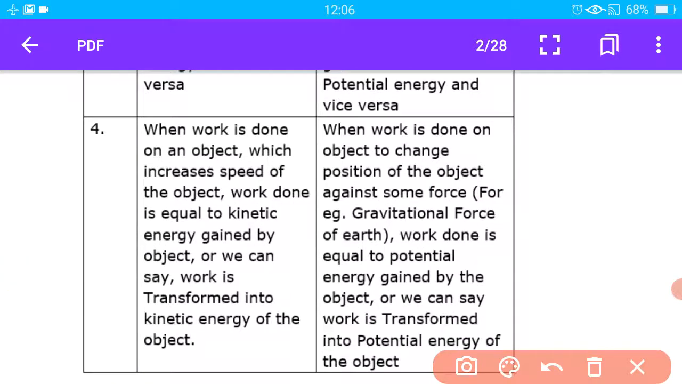Fourth point of kinetic energy. When work is done on an object which increases the speed of the object, work done is equal to kinetic energy gained by the object, or we can say work is transformed into kinetic energy of the object. Fourth point of potential energy. When work is done on an object to change the position of the object against some force, gravitational force of the earth, work done is equal to potential energy gained by the object, or we can say work is transformed into potential energy of the object.